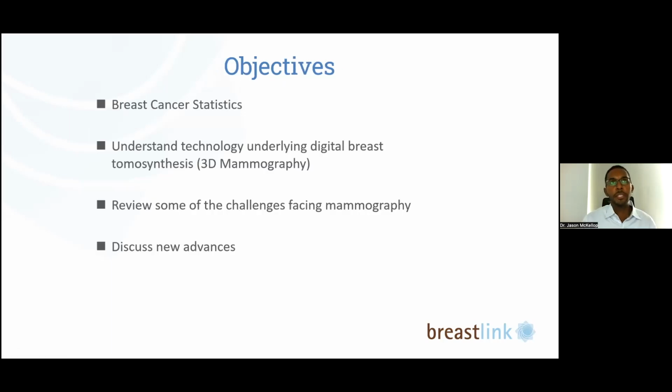The objectives of my talk today are to first review some of the statistics underlying breast cancer, as well as screening mammography as an imaging modality. I would also like to review or discuss the state of the art as it relates to the technology underlying screening mammography, namely digital breast tomosynthesis, which is commonly referred to as 3D mammography. Next, I'd like to discuss some of the challenges that are facing mammography and perhaps radiology at large. And finally, I'd like to discuss the newest advances in radiologic interpretation, which is the involvement of artificial intelligence.